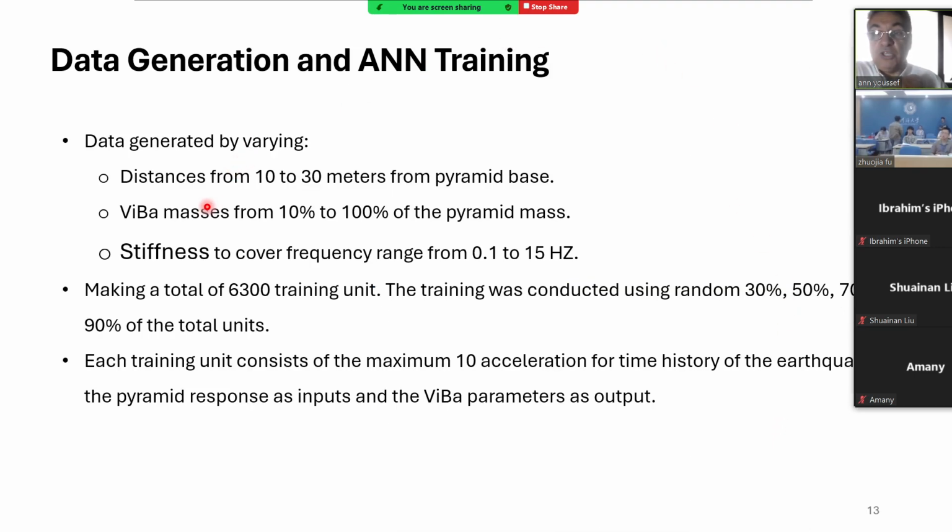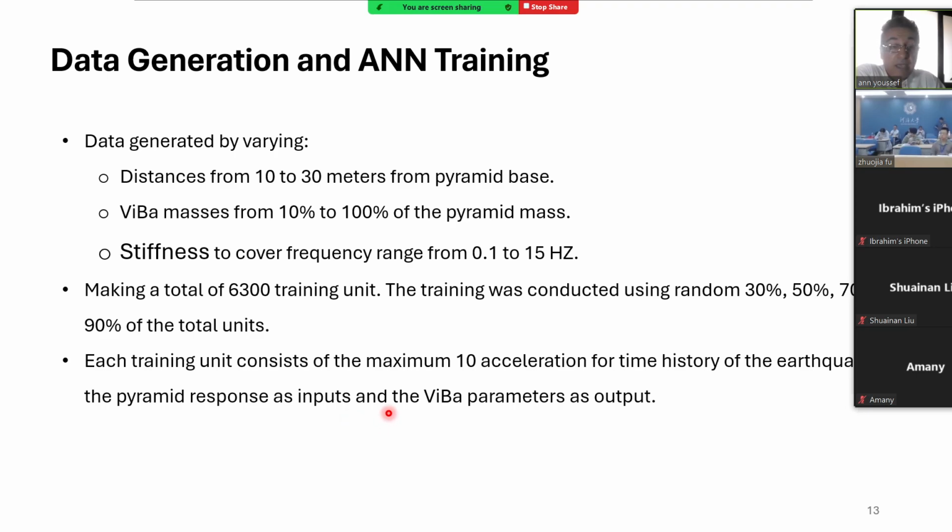For our training data, our choice for the distance to the pyramid was from 10 to 30 meters, and for the mass 10 to 100% of the mass of the pyramid. The stiffness covers a frequency range from 0.1 to 15 times the frequency of the pyramid itself. If you remember, it was about 10. We generated about 6,300 training units, and we used training data of 30%, 50%, 70%, 80%, and 90%.